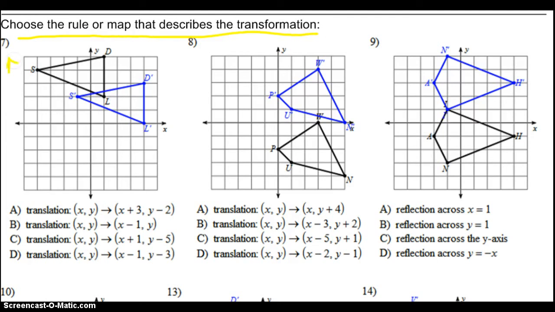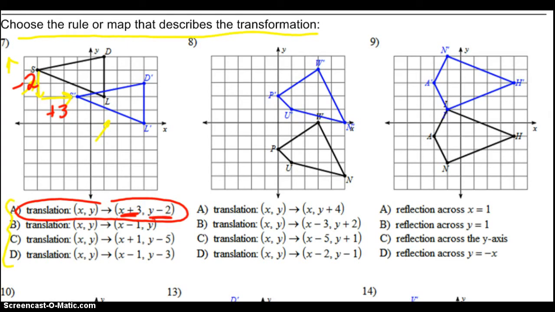Looking at something like number 7, which one of these describes what's going on here? Well, it's definitely a translation, but what kind? The black image is my starting image, my pre-image, and the blue one is where I'm ending. So let's see. To get from the black one to the blue one, I'm going down 2 in the Y direction and over 3 in the X direction. That looks like A right here. Adding 3 in the X direction, going down 2 in the Y direction. So you get one for free.